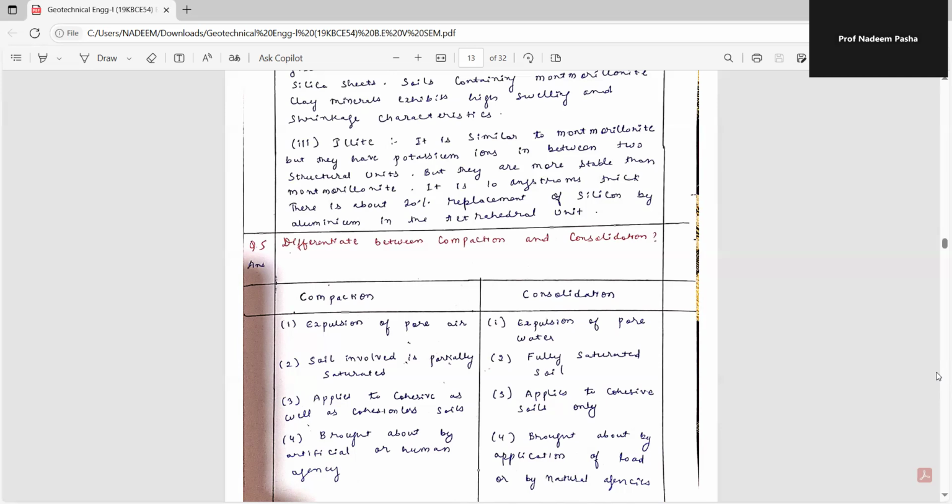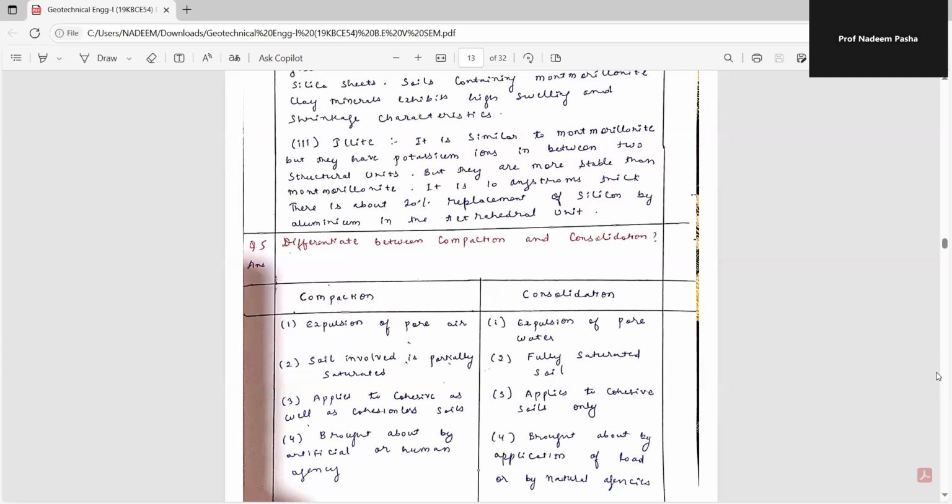In case of compaction, the soil involved is partially saturated, whereas in consolidation, fully saturated soil is used. Compaction is applied to both cohesive as well as cohesionless soil, whereas consolidation applies only to cohesive soil.